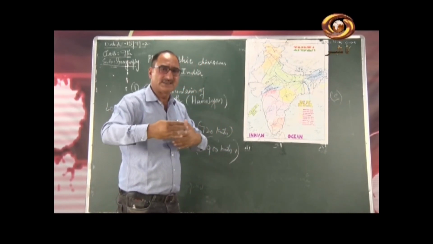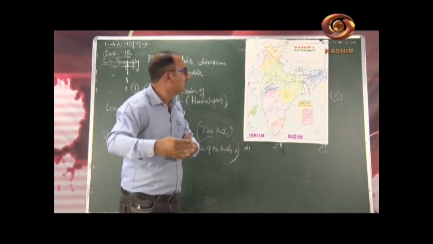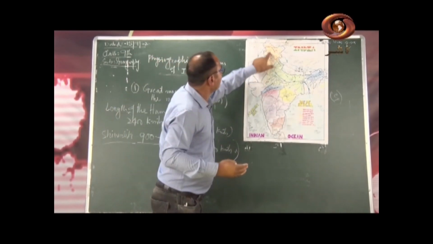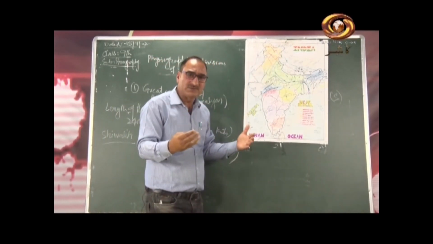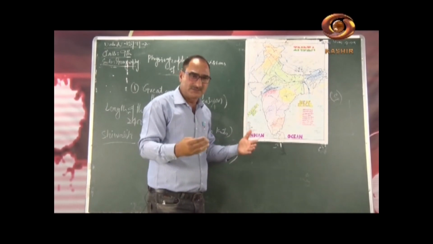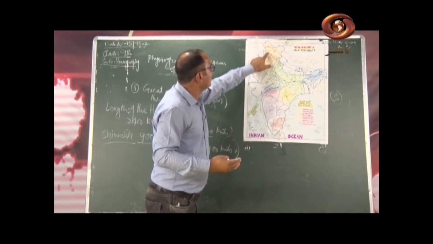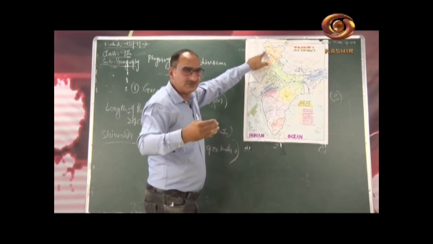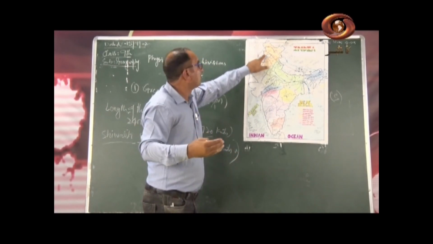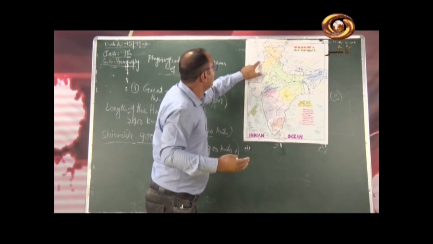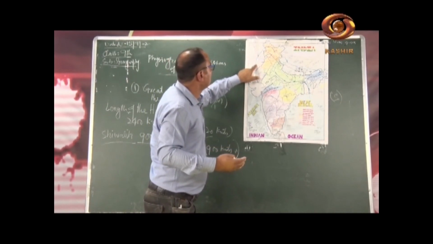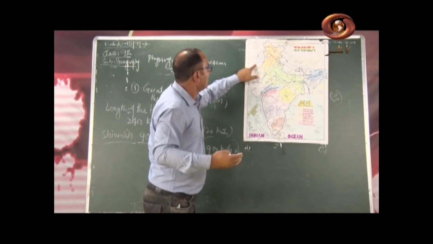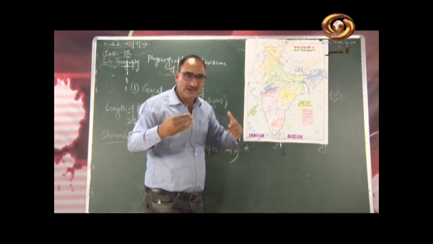It flows like a stream up to Khanabal, and then it enters the famous Wular Lake of the Kashmir valley, and it emerges out, and ultimately via Baramulla it passes through a gorge and goes to Pakistan and meets here with the River Indus. This is the River Jhelum.